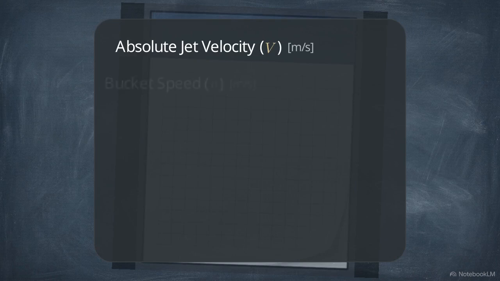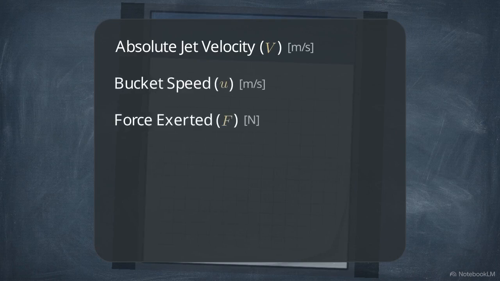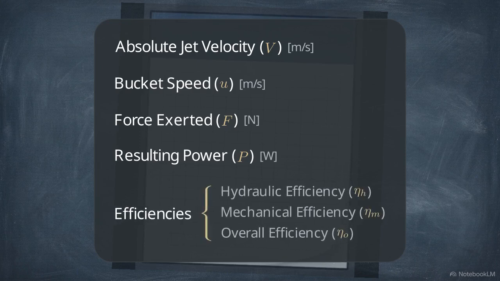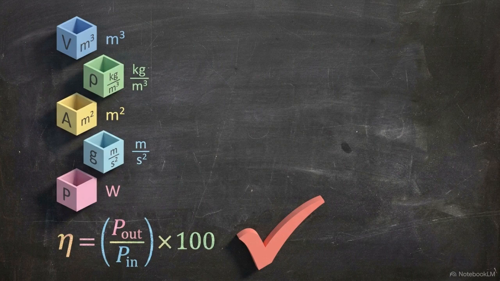To solve numerical problems for this system, you need to track a specific set of variables: the absolute jet velocity, the bucket speed, the force exerted, the resulting power, and 3 distinct efficiencies: hydraulic, mechanical, and overall. Standardizing your list of variables at the start ensures you don't misplace units during the more complex work-done calculations later.